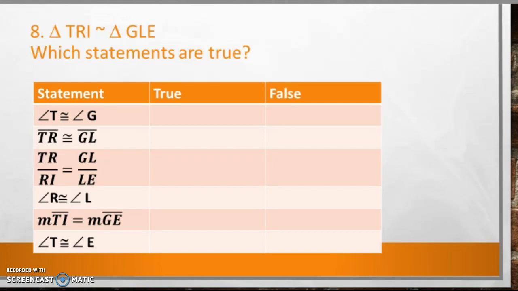Use your polling tools. Green check will be true and red X will be false. I'm going to give you guys some more time because you haven't polled in yet. So for the first one, angle T is congruent to angle G. True or false? If you're not polling in, just be warned that you might get moved to the back on track room. Y'all know the drill. Just move yourself back.